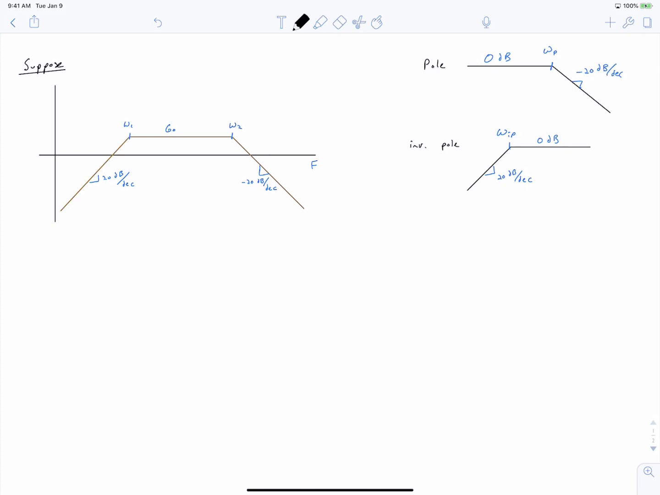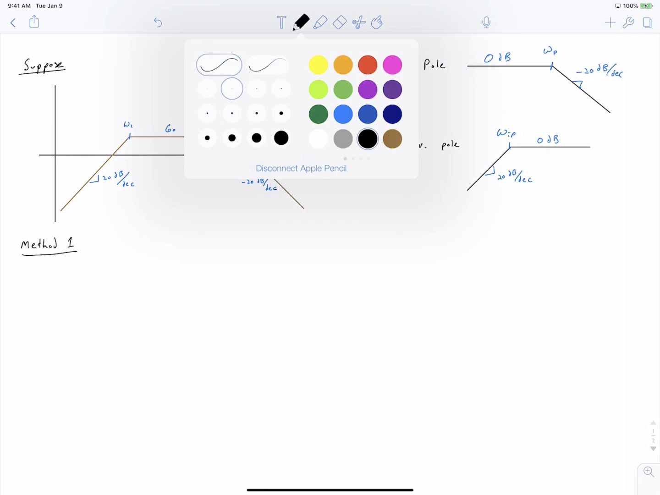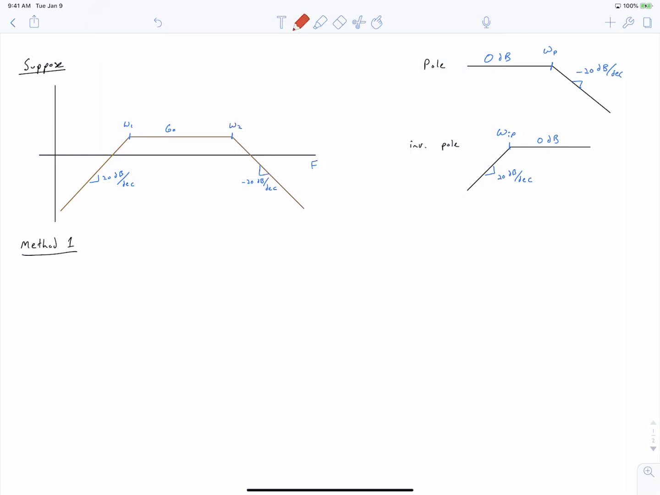You can come up with many equivalent ways to extract the transfer function from this Bode plot. We're going to quickly discuss two methods that you may pursue, and then come up with a set of rules or guidelines that can help you do this systematically and methodically with future Bode plots. For method 1, we're going to look at this transfer function as being composed of a pole and an inverted pole, as well as a DC gain.